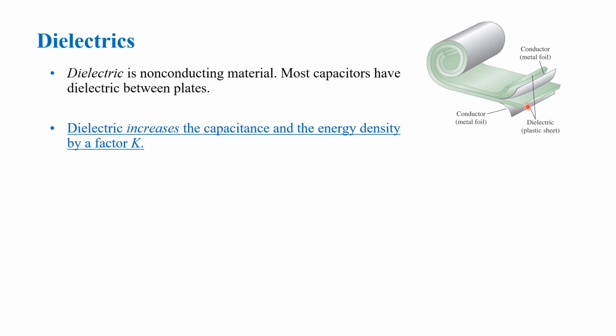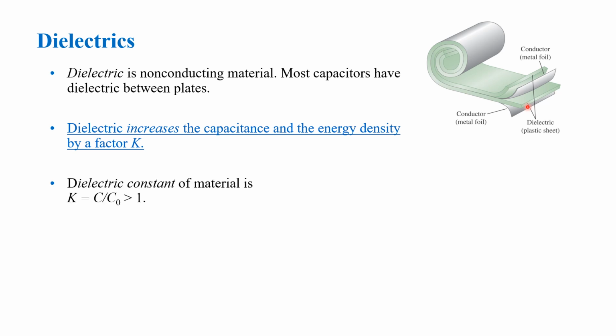Your dielectric increases the capacitance and the energy density by a factor of K. So if you're going to engineer your capacitors, it's not just the area and the separation distance that you can change, but you can also put there some dielectric material which can increase the capacitance and the energy density by a factor of K.